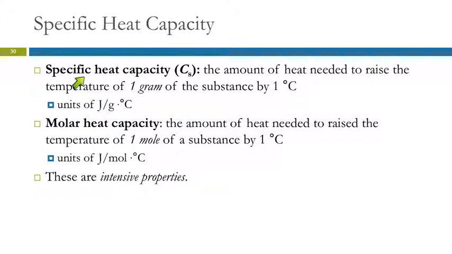The specific heat capacity is the amount of heat needed to raise the temperature of 1 gram of the substance by 1 degree Celsius. So the difference between specific heat capacity and heat capacity, in the specific heat capacity, we're specifying how much, the mass of the object. And so this is going to have units of joules per gram degrees Celsius. We can also have a molar heat capacity where we're talking about 1 mole of the substance instead of the amount in grams, and that would be joules per mole degrees Celsius. Those are intrinsic properties. They do not depend on the amount of stuff that you're dealing with.